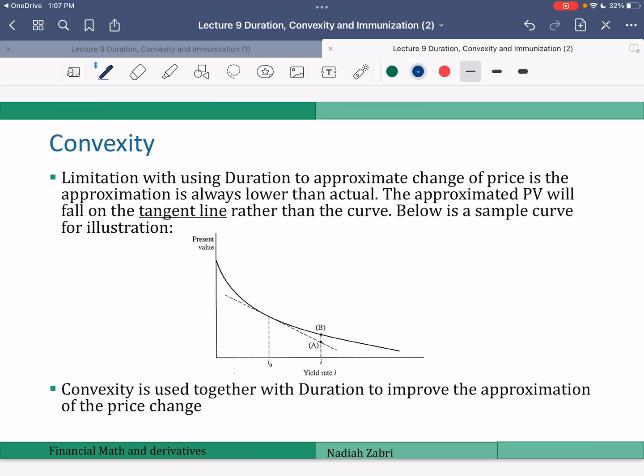As we saw in the previous videos, the first order modified approximation of the new price given a change of yield will always be lower than the actual price. This is because the tangent line used to approximate the price is always going to be below the price curve. So this is the tangent line that we use when we use the modified first order approximation. This is why we need convexity to improve our approximation.